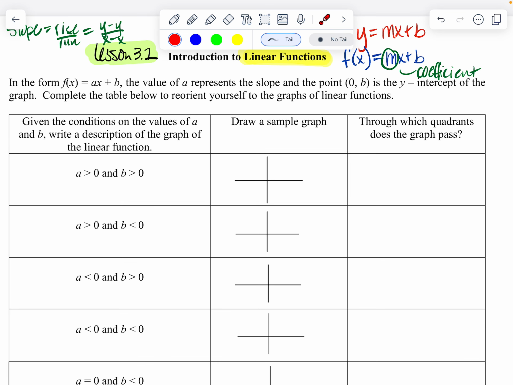All right. So we are given the conditions of the values of a and b. So remember, a is slope, b is y-intercept in this format. So in this case, a is positive, a is bigger than 0, that means a is a positive slope, and b is greater than 0. So that means it crosses the y-axis above the x-axis, or the y-intercept is positive, we can think of it that way.